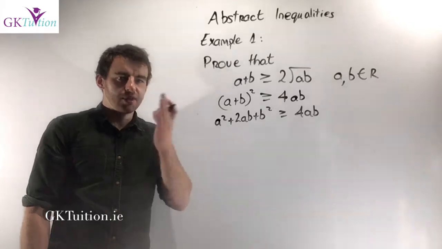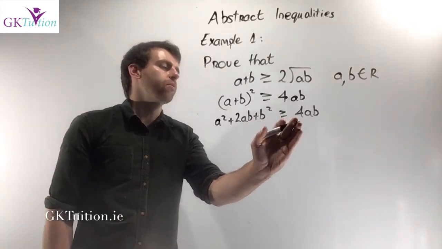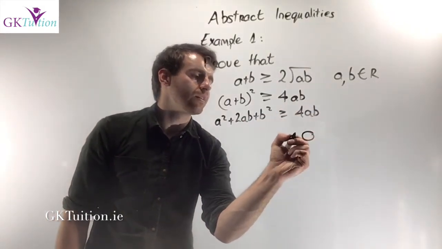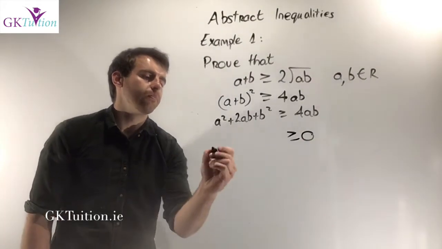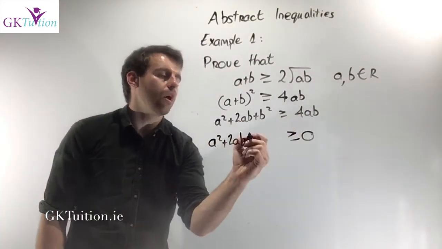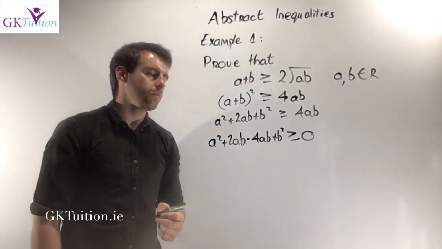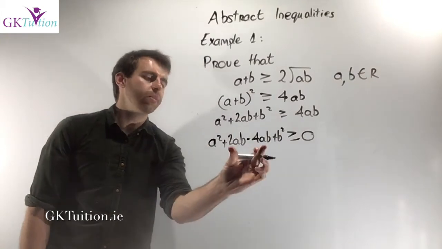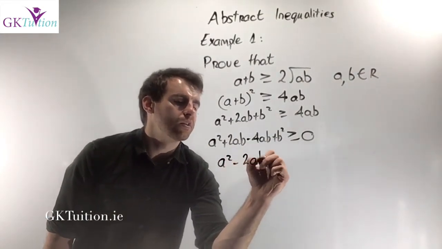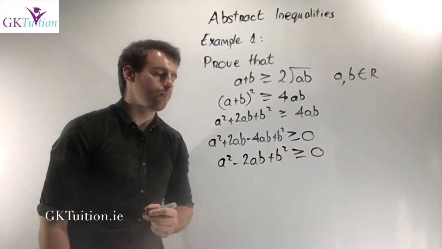Now you move everything to one side of the equation. Clearly in this case, I want to subtract 4ab from both sides so that I get a 0 on the right hand side. I would get a squared plus 2ab, but then this would come across and become minus 4ab plus b squared. You'll notice the way I've written this, the two middle terms, they're like terms. So this would become a squared minus 2ab plus b squared is greater than or equal to 0.